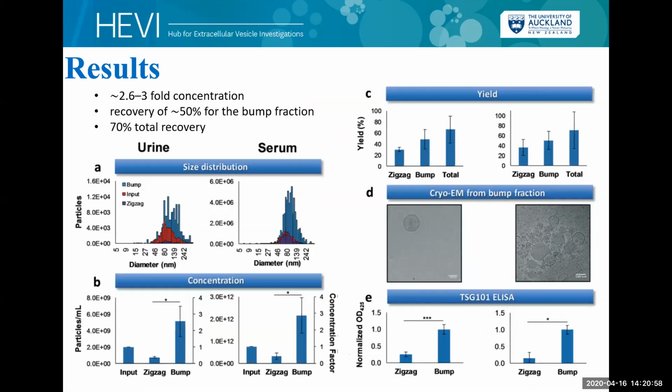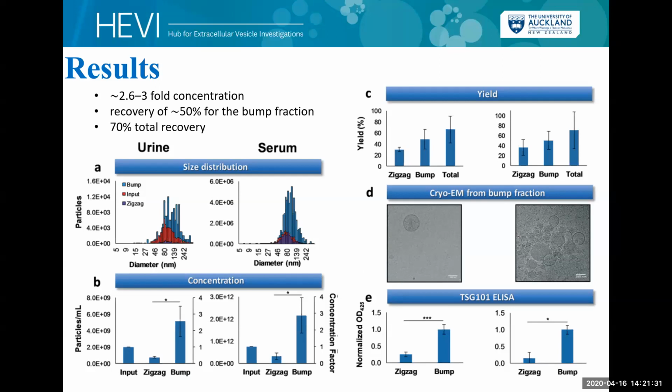So first they just tested what came out of the chip before they did any comparisons with other isolation methods. And they saw that they could get roughly a threefold increase in concentration of EVs just by running it through the chip, and about 50% of the EVs came out in the bump fraction relative to what they put into the chip. And another 20% came out in the zigzag fraction. So there is still a 30% loss somewhere in the chip. Things are getting stuck somewhere, or stuck in the tubing, or in the connectors.